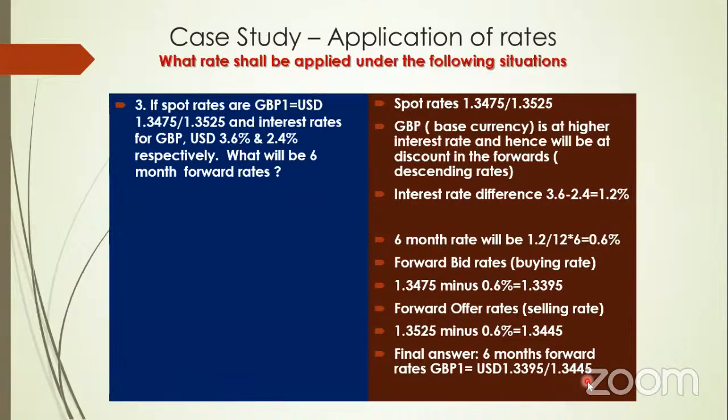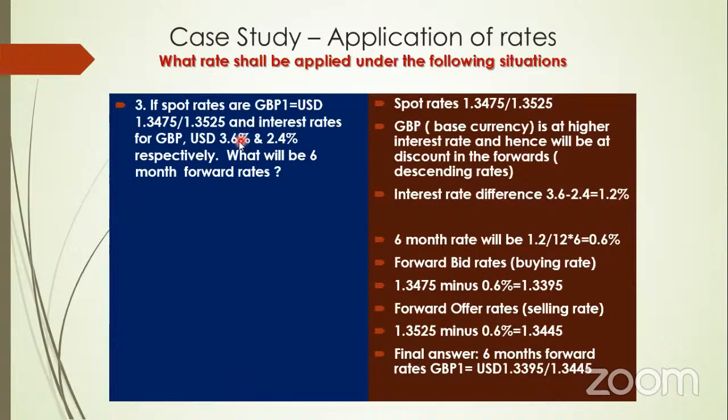Sir, I have a doubt. Yes, madam. Sir, how can you say that GBP is at a discount? Because the spot rate is 1.3475 and 1.3525, right? The spot rate will always be like this, madam. In the spot rate, this side will be lower, this side will be higher. Don't get confused: at the spot rate, the bid side will be lower and the ask side higher. For forward rates, whether you are going to reduce or add, you have to look at the interest rates.